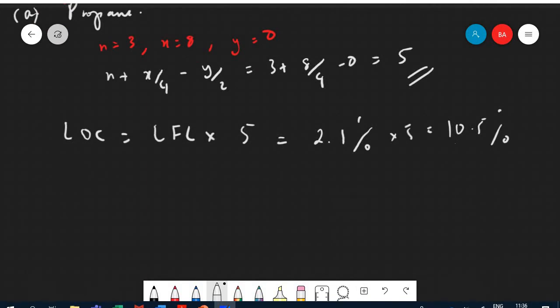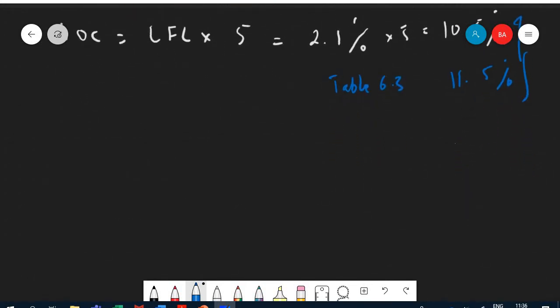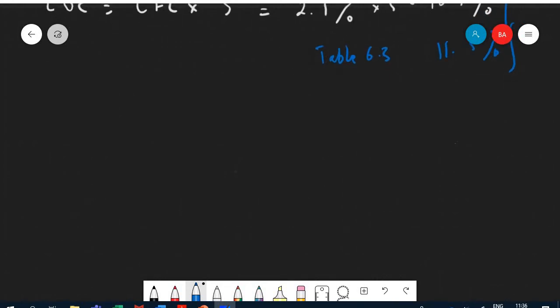Can we compare it to table 6.3? Yes, please. At table 6.3, you're going to find that the LOC for propane is 11.5%. So that is close. We are just saying that it is close to what was experimentally determined, and the calculations are good. They give us a good indication of what's going on.